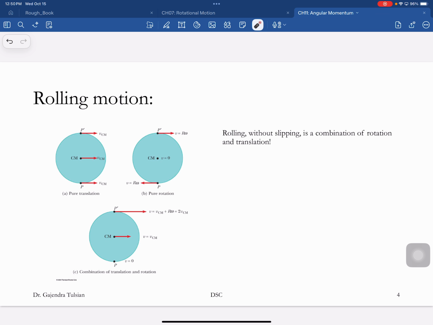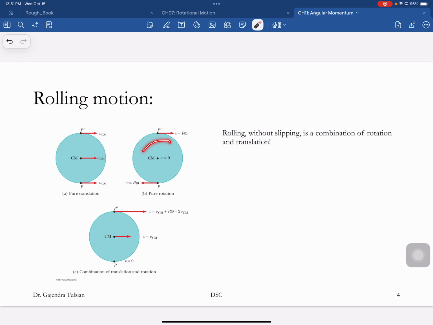All right, so here is pure translation. If you take an object and it executes pure translational motion, every point is going with the same velocity, it has the same displacement and all. And you can treat this as a point object, and that's what we were doing the first 9 chapters.